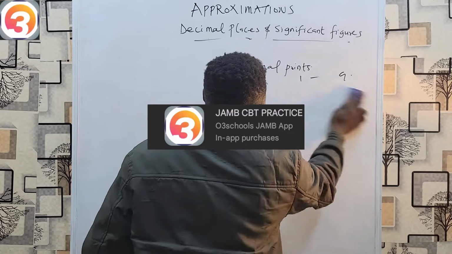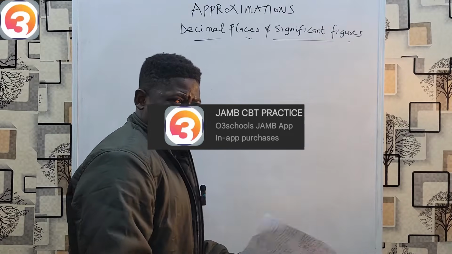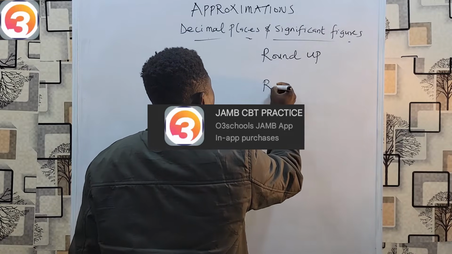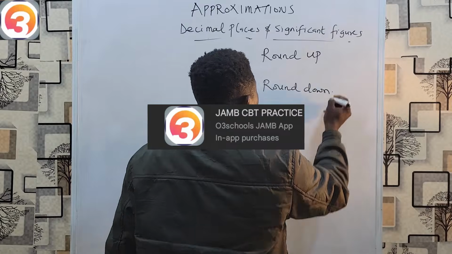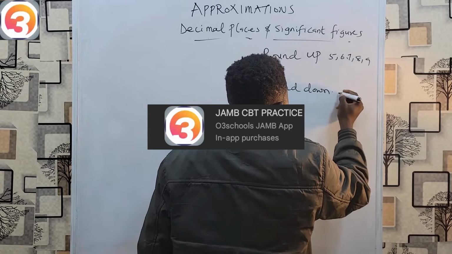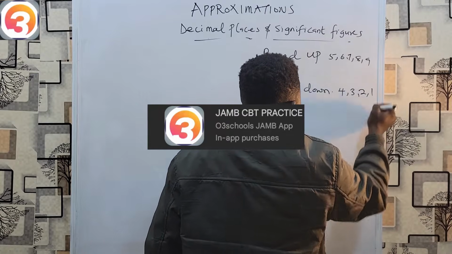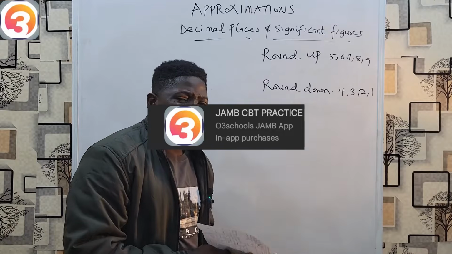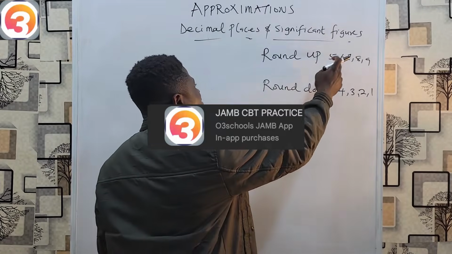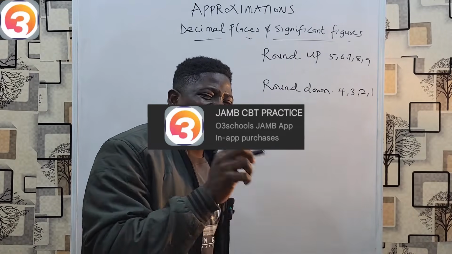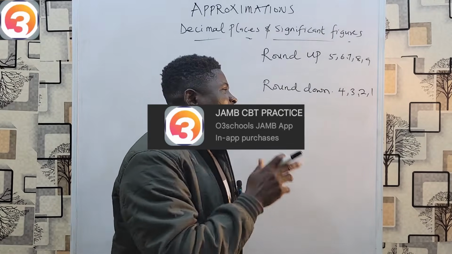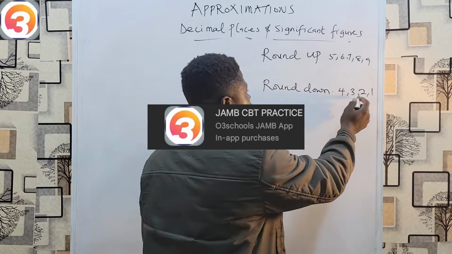Typically, we round up numbers. There are two terms that come to mind: round up and round down. We round up numbers 5, 6, 7, 8, 9, while we round down numbers 4, 3, 2, 1. Typically, we round up when the next digit to the one being considered is 5, 6, 7, 8, 9, while we round down when the next digit to the one being considered is 4, 3, 2, 1.